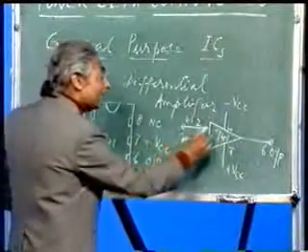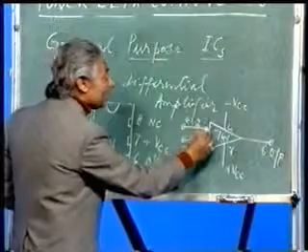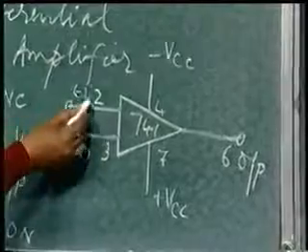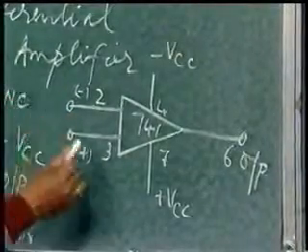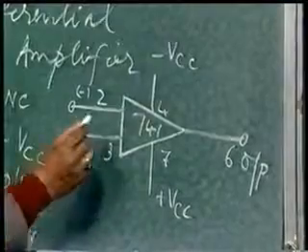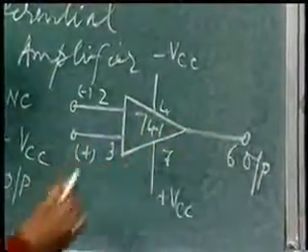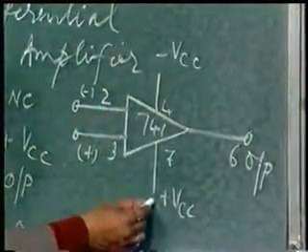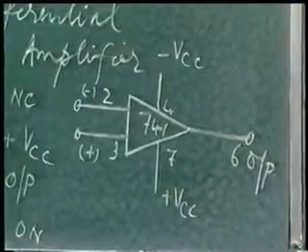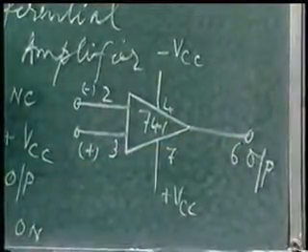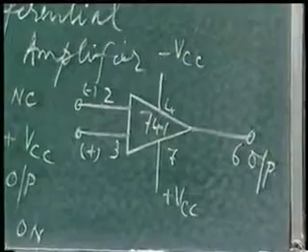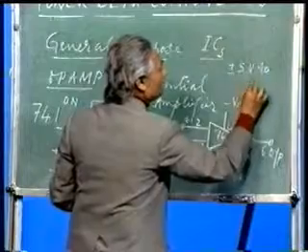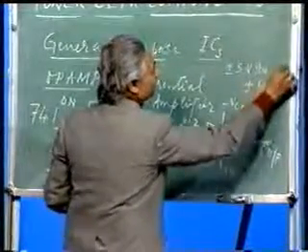In case I want an inverted input, I will give it at pin number 2. Whatever I give at pin number 2, the output will be opposite because it is an inverted input. Whenever I want a non-inverted type of output, I will give it at pin number 3 and the output will appear as non-inverted type. Of course minus VCC and plus VCC are to be given as supply to the device, and then you can obtain output.